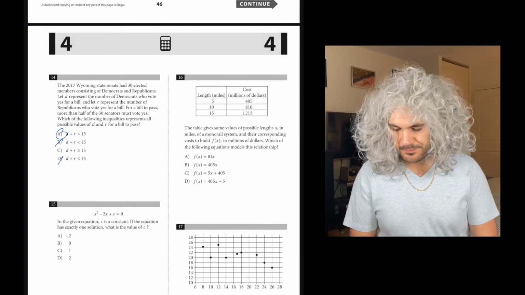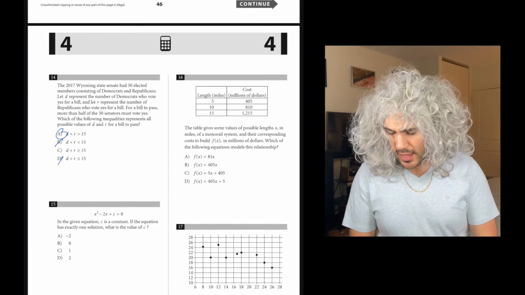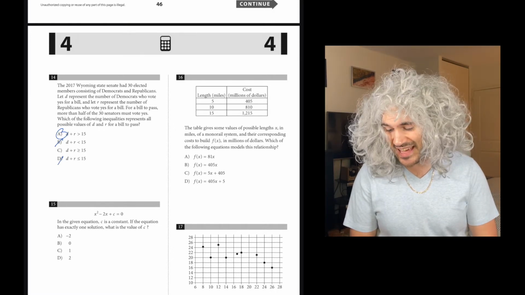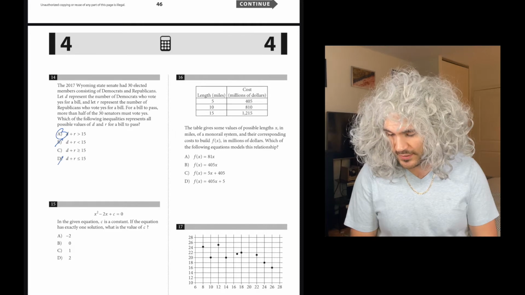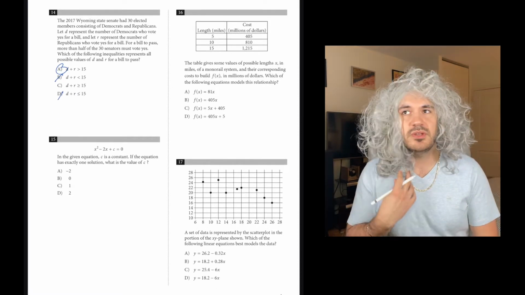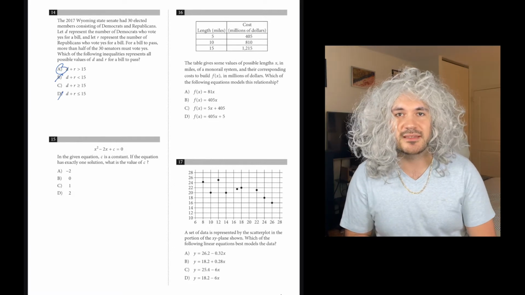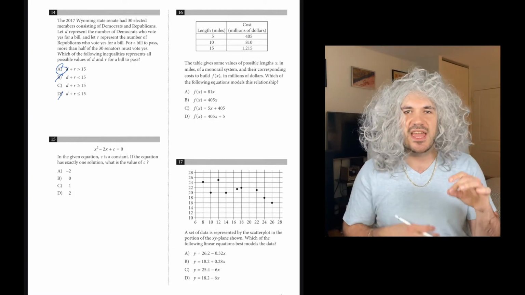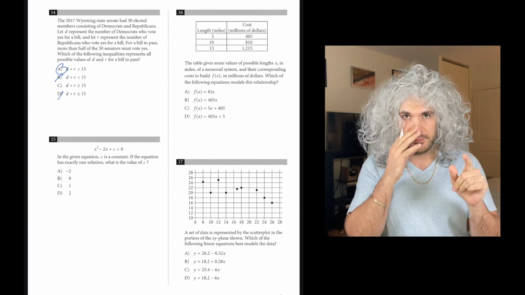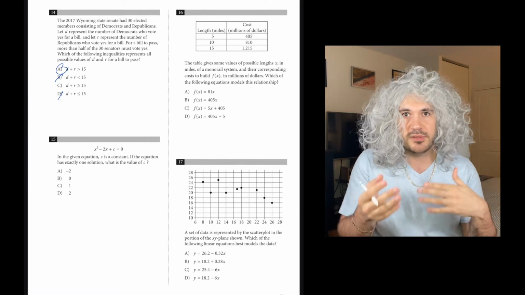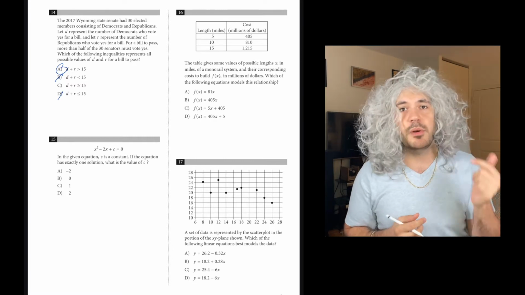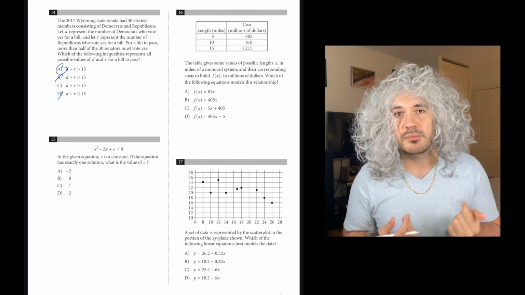Number 15, in the equation, C is a constant. If the equation has exactly one solution, what is the value of C? So for it to have one solution, we need to remember something. We need to use what's called a discriminant. The discriminant is that part in your quadratic formula, x equals negative b plus or minus the square root of b squared minus 4ac all over 2a. It's the part under the square root. It's that b squared minus 4ac.